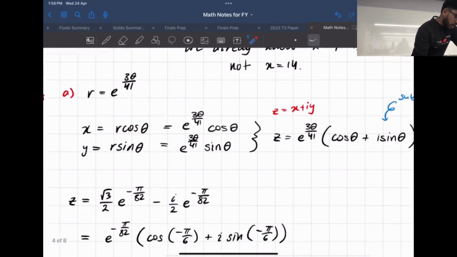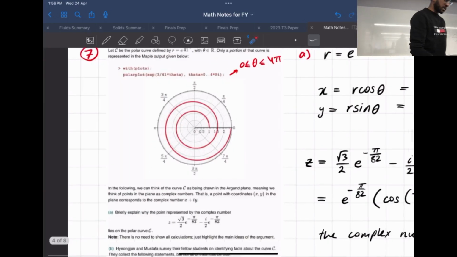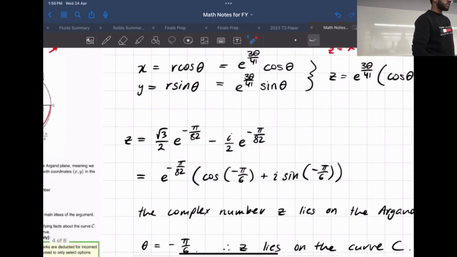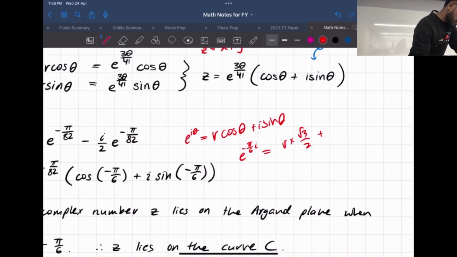Okay. And we see something interesting when we factor out the z they've given us here. This is just by pure intuition, so if you don't see it, you're probably not going to get it. But if you do see it, you'll see the cos of root 3 on 2 and the minus a half, if you sub in theta equals minus pi on 6. If you've seen e to the i theta is equal to r cos theta plus i sin theta, and you sub in theta equals minus pi on 6, you get r times root 3 on 2 plus minus i over 2.